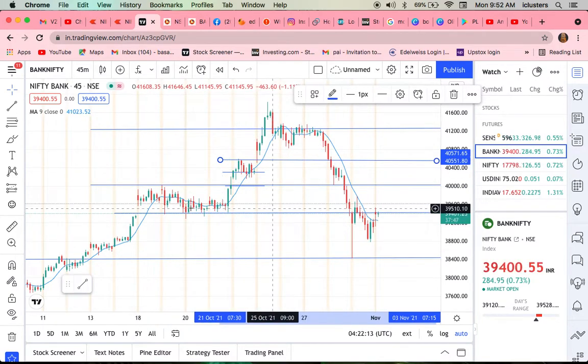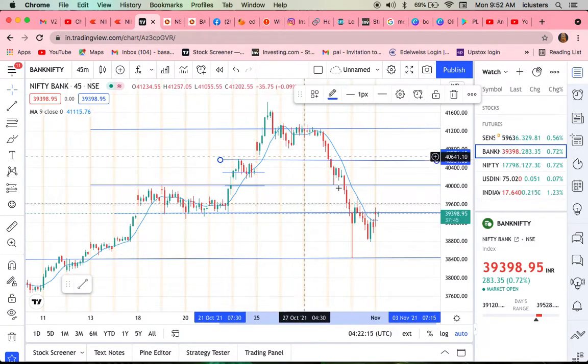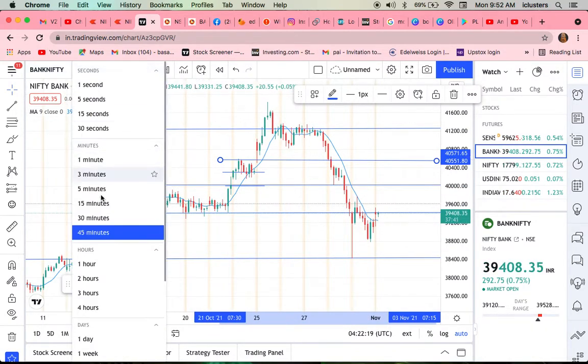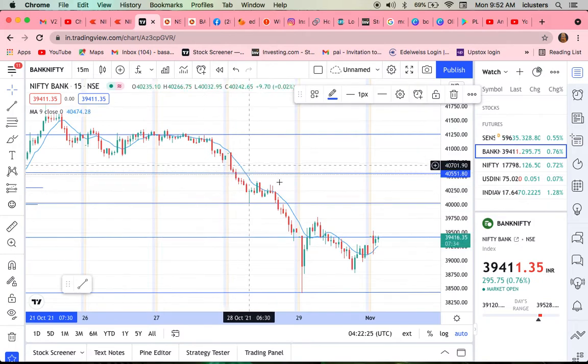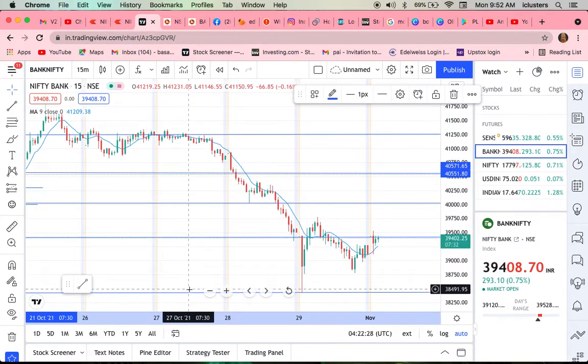This is the 45 minutes time frame I have told you to analyze. Now this is the logic to change the time frame. I have selected the 15 minutes time frame. See how perfectly this support and resistance area was working.